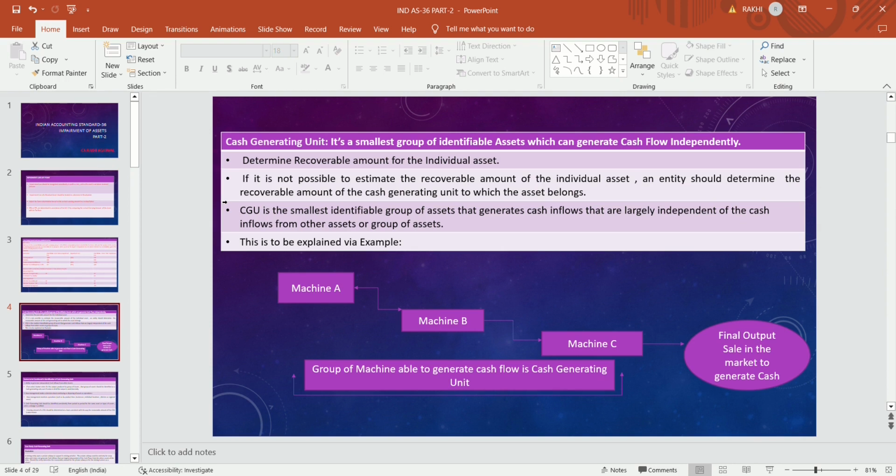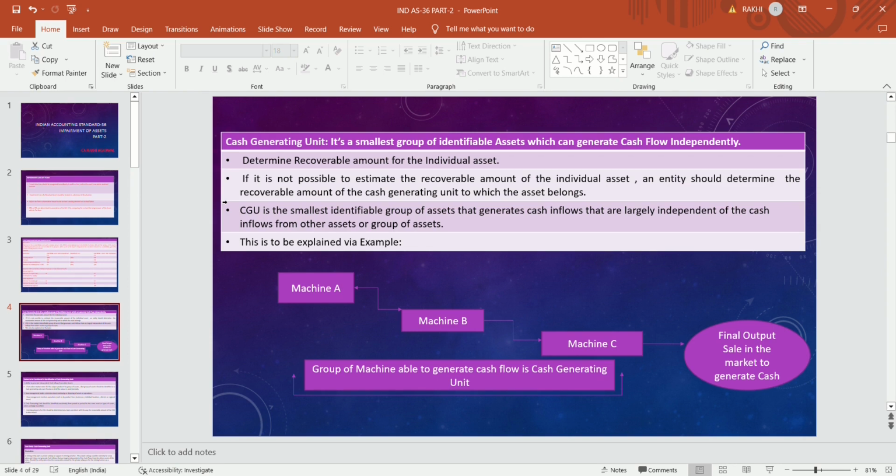Firstly, we will determine the recoverable amount for the individual asset. In that cash generating unit, firstly we will determine the recoverable amount of all the individual assets which are there. And if it is not possible to estimate the recoverable amount of the individual asset, an entity should determine the recoverable amount of the cash generating unit to which the asset belongs. So if it is not possible to find out the recoverable amount of an individual asset, then the recoverable amount of the cash generating unit is to be determined.